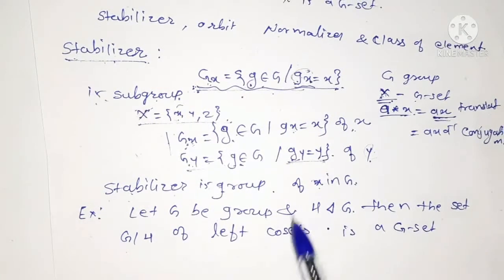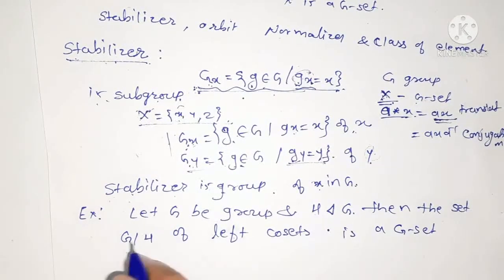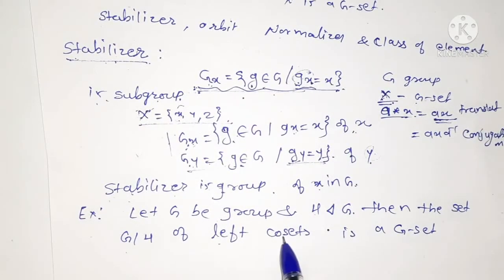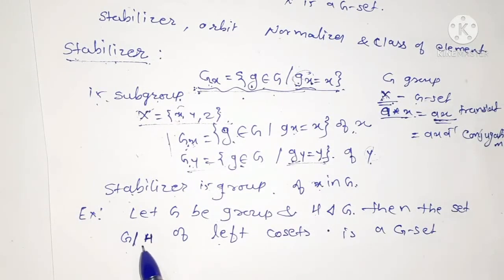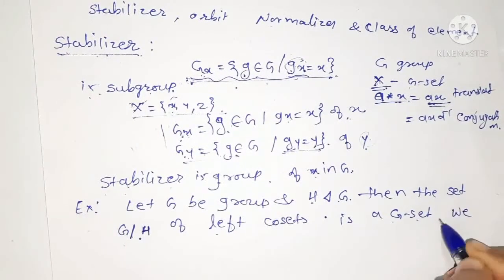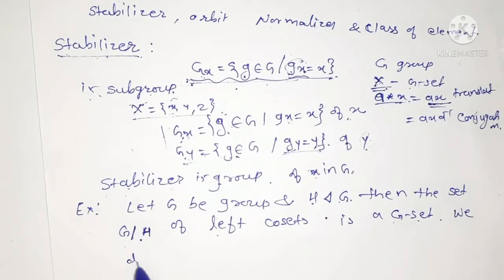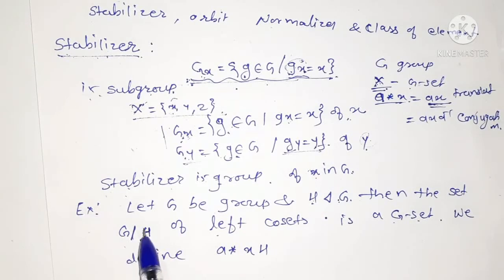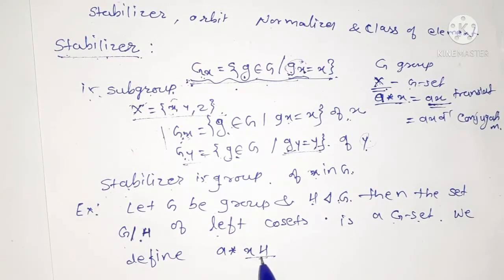If H is a normal subgroup, then G by H becomes the set of all left cosets or right cosets. Here we are taking the left cosets. Since H is a normal subgroup, G by H forms a G-set if we define a star x, the operation defined on G by H. Since this is a quotient group, because H is a normal subgroup, the elements of G by H will be of the form of the left cosets we have taken here.